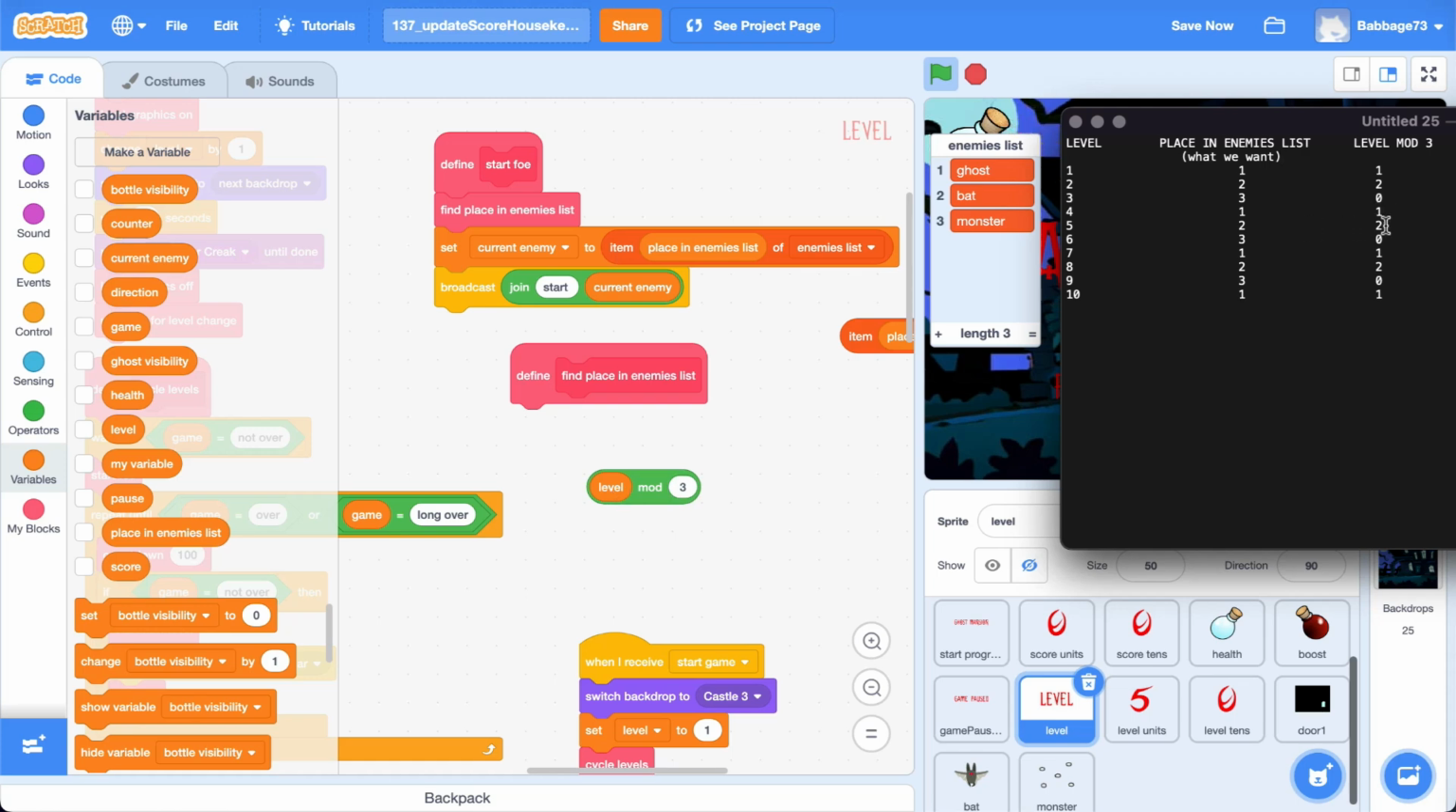5, 3 into 5 leaves remainder 2. 6, 3 into 6 leaves remainder 0. 7, 3 into 7 leaves remainder 1. 8, remainder 2. 3 into 9, remainder 0. 3 into 10, remainder 1. So you can see how we've almost got the right pattern. Instead of 1, 2, 3, 1, 2, 3, 1, 2, 3, we've got 1, 2, 0, 1, 2, 0, 1, 2, 0. So we just need to fix this, and we'll have the function that we want. So I'm going to leave that till the next video, and I'll see you there.